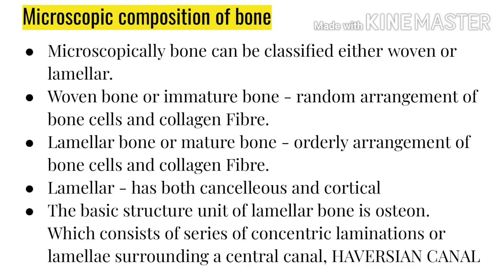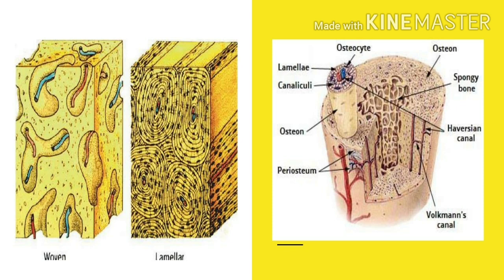Microscopic composition of a bone. Microscopically, bone can be classified as either woven or lamellar. Look at the picture here. It is a picture of a woven and lamellar bone. Woven bone is immature bone, characterized by random arrangement of bone cells and collagen fibers. In woven bone, they are immature bone and there is random arrangement of bone cells.